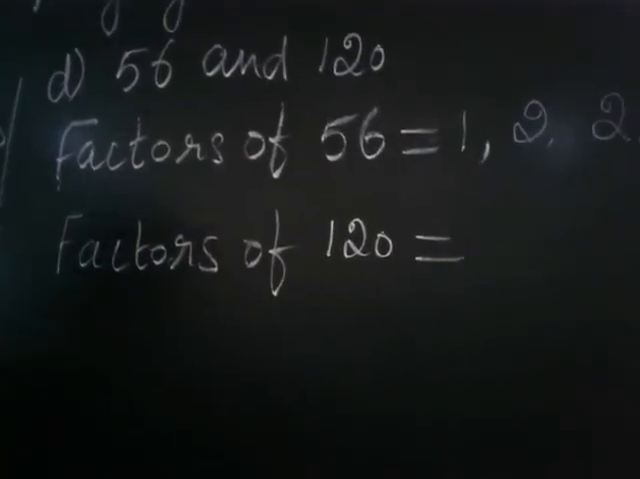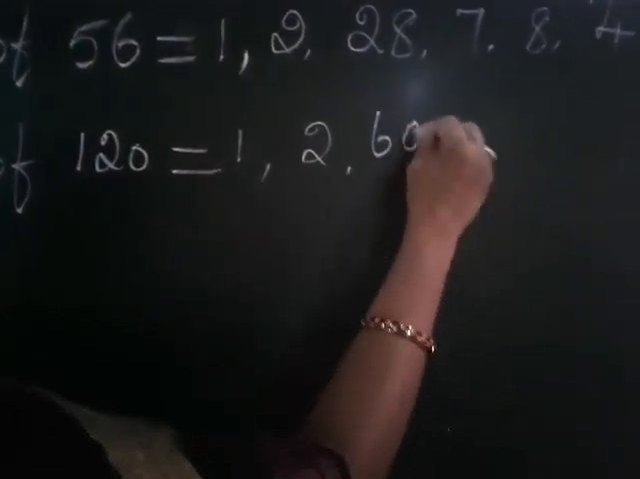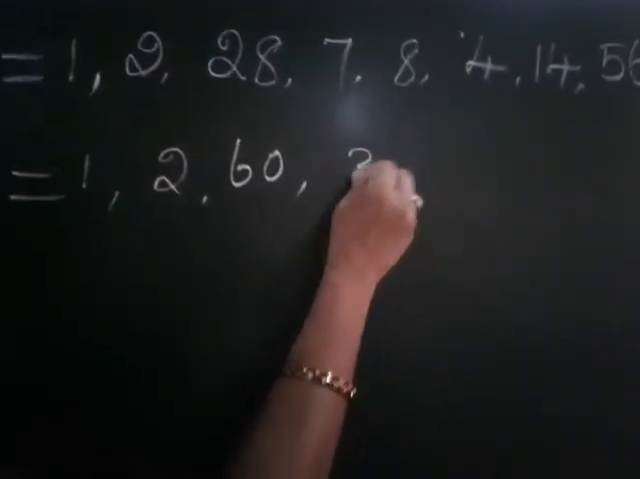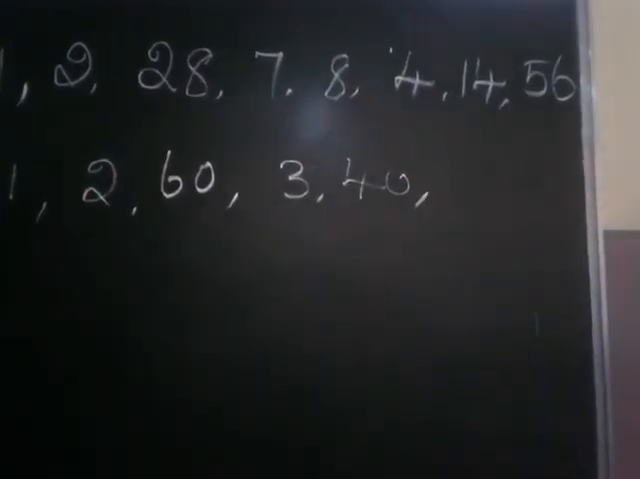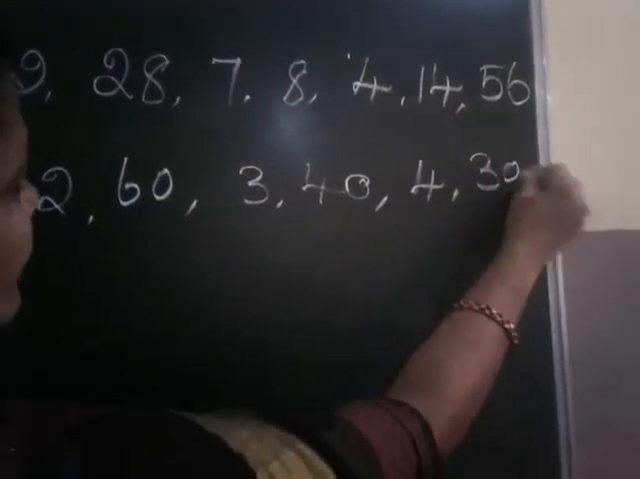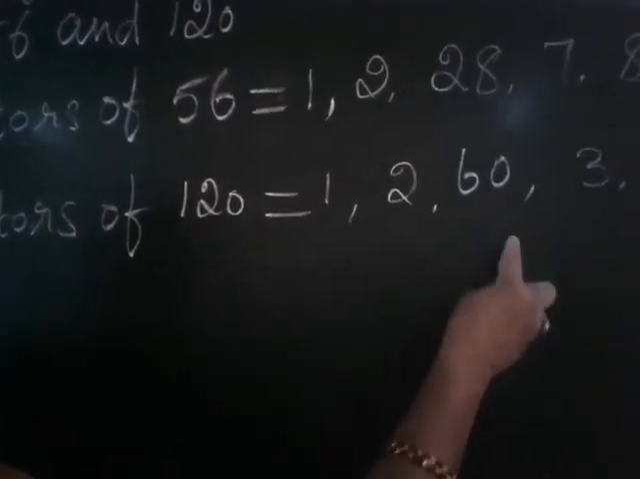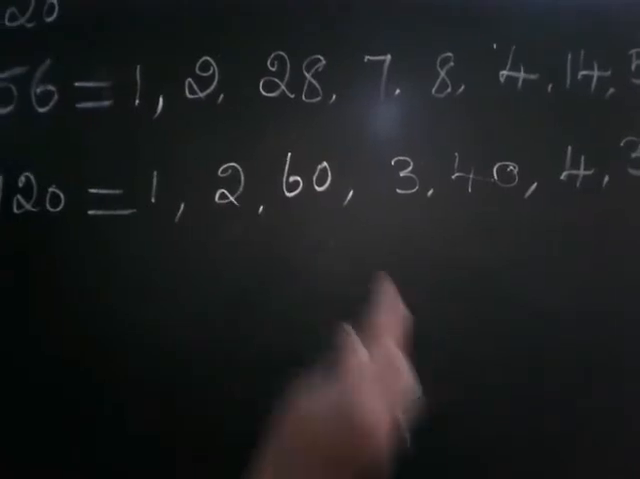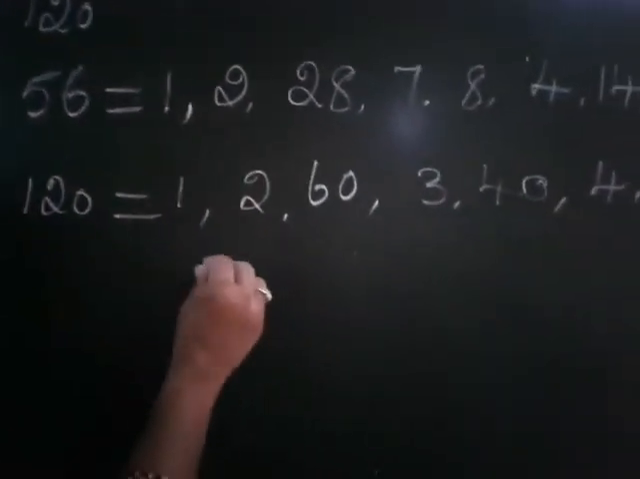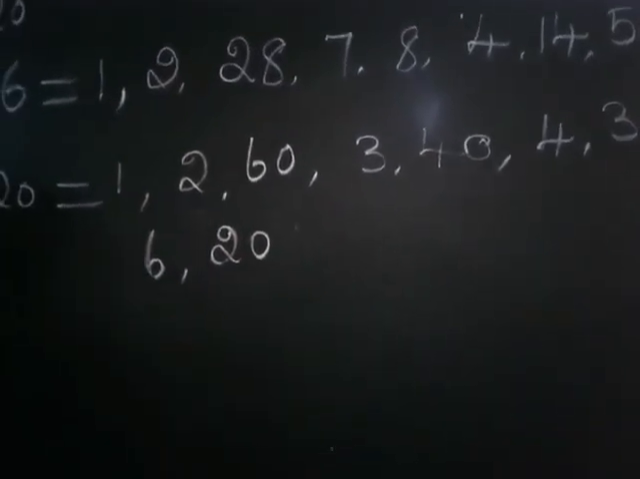Factors of 120. You know already that 1 is a factor, and 2. 2 60s are 120. Then what will come? 3 4s are 12, no. So 3 40s are 120. Like this, 4 30s are 120. 4 3s are 12, no, 4 30s are 120. The next, what will come? 120 means 2 60s are. 3 4s are 12, 120. 4 3s are 12. The next, 6 20s are 120. 2 60 is different. 6 20 is different. Okay.